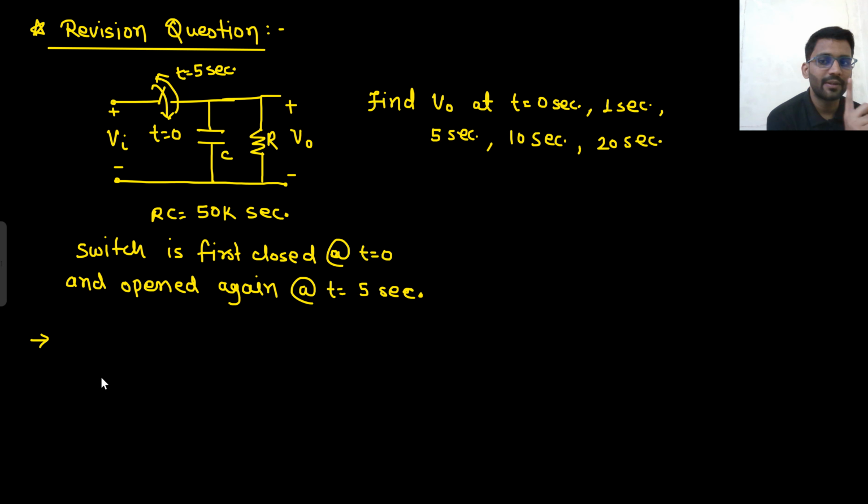So what I am doing, I am turning on my switch at t equals to 0. Better I should write t equals to 0 plus here. Okay. T equals to 0 plus. You need to tell me the value of V0 at t equals to 0 plus, 1 second, 5 second, 10 second and 20 second. RC value also you should see, that is 50 kilosecond. 50 into 10 to the power 3 second. That is the RC value. So what I am doing, I am turning on my switch.